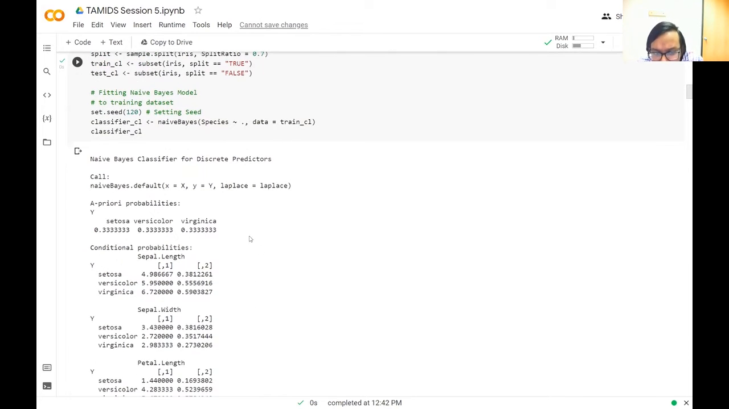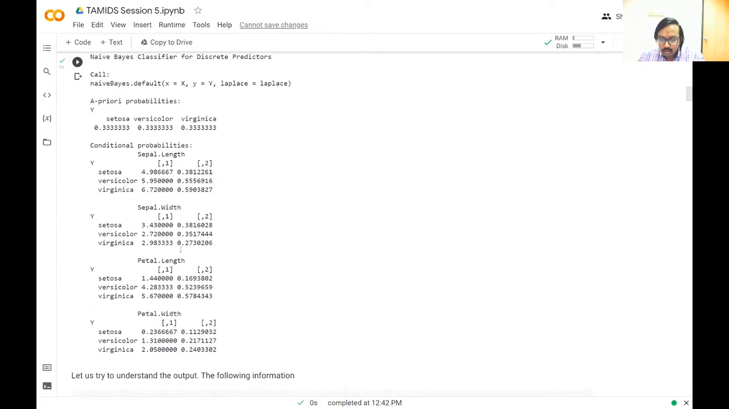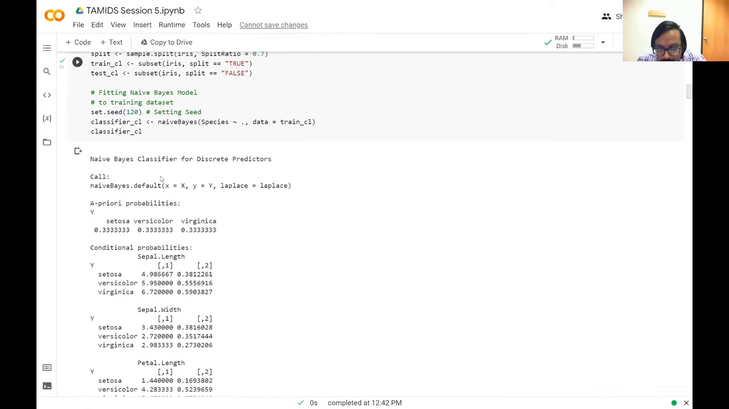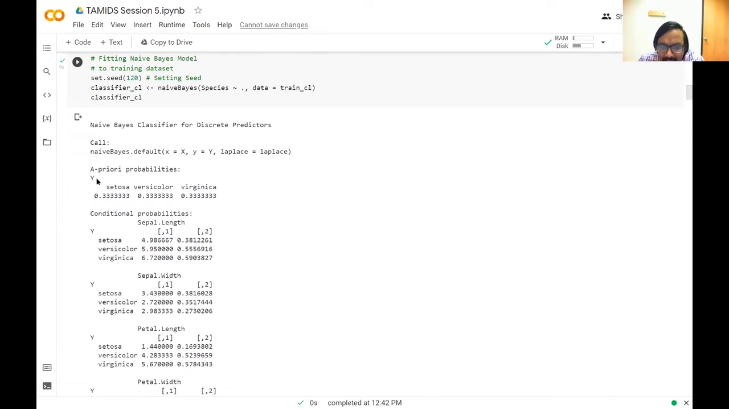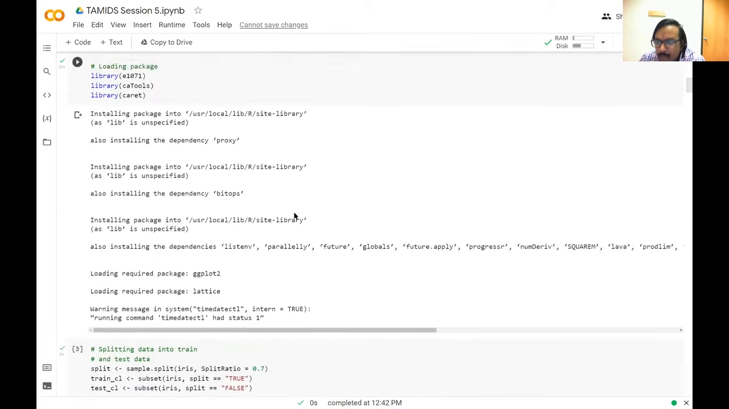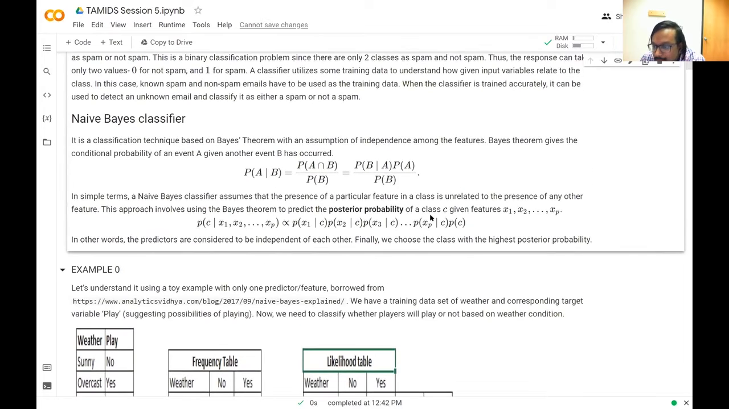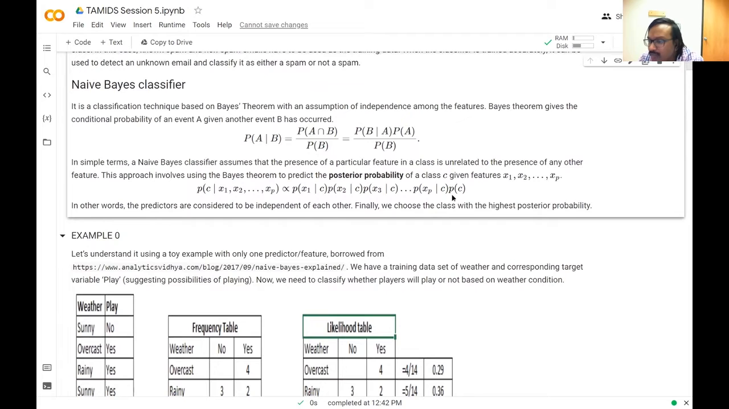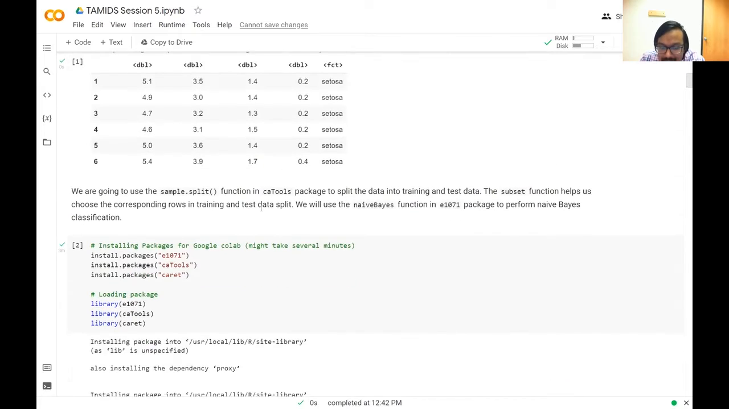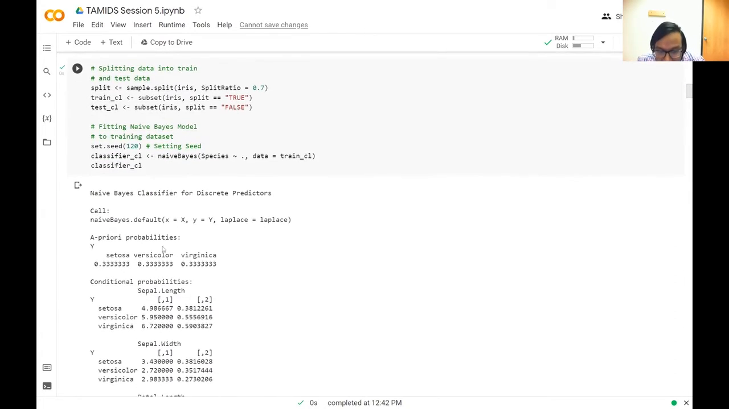And then we get a certain amount of output. So let us try to understand the output. The first line is, of course, letting us know that we have used the naive Bayes function. The first part of the output is the a priori probabilities. These probabilities correspond to the prior probability of the classes, the P of C. This is the probability that is assigned to each of the classes before encountering the data. So since all the three classes are equally likely, we have 0.3 probability for each of these classes.